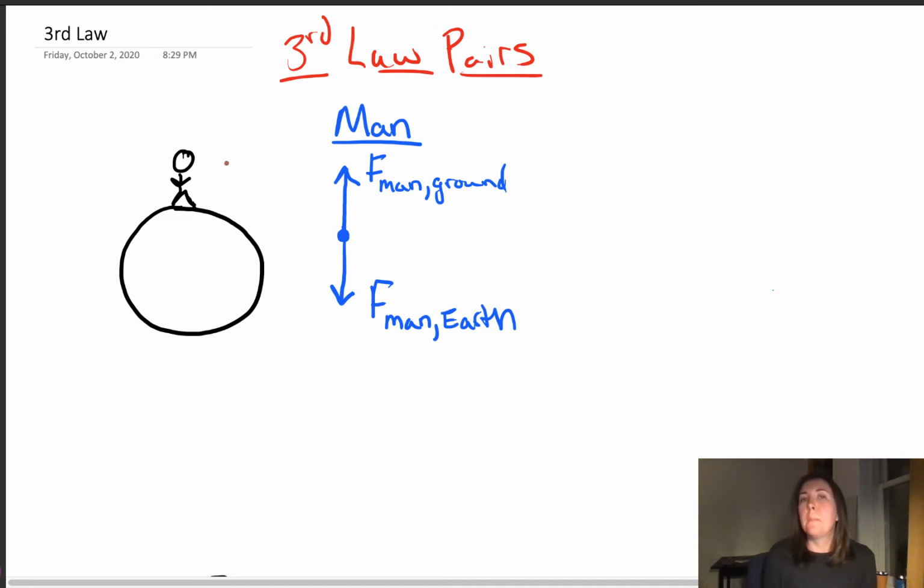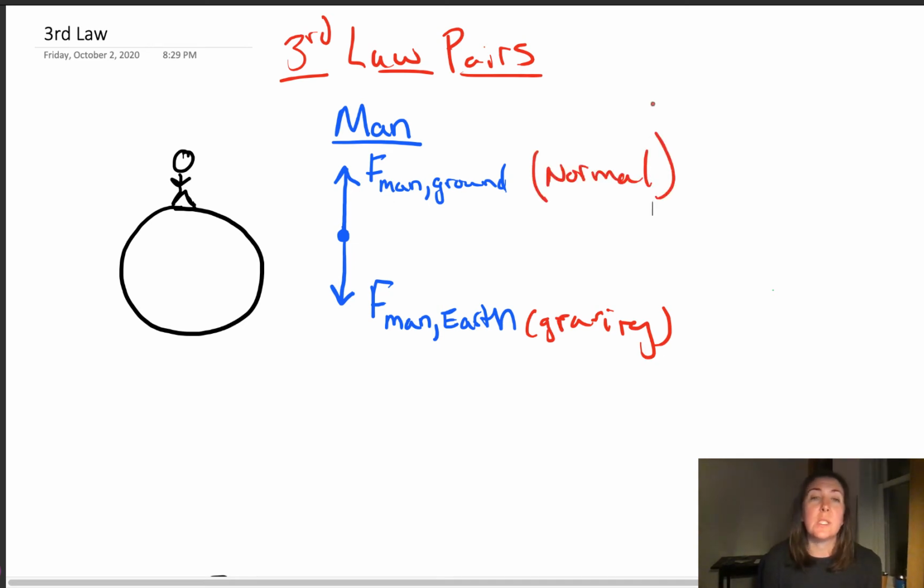A big misconception that students have is, let's say I have a man and he's standing on the earth here, and I draw this free body diagram of the man. I have the force on the man by the earth. This is the force of gravity. And I have this upward force, the force on the man by the ground. This is the normal force. These forces, yes, are equal and opposite, but those aren't force pairs.